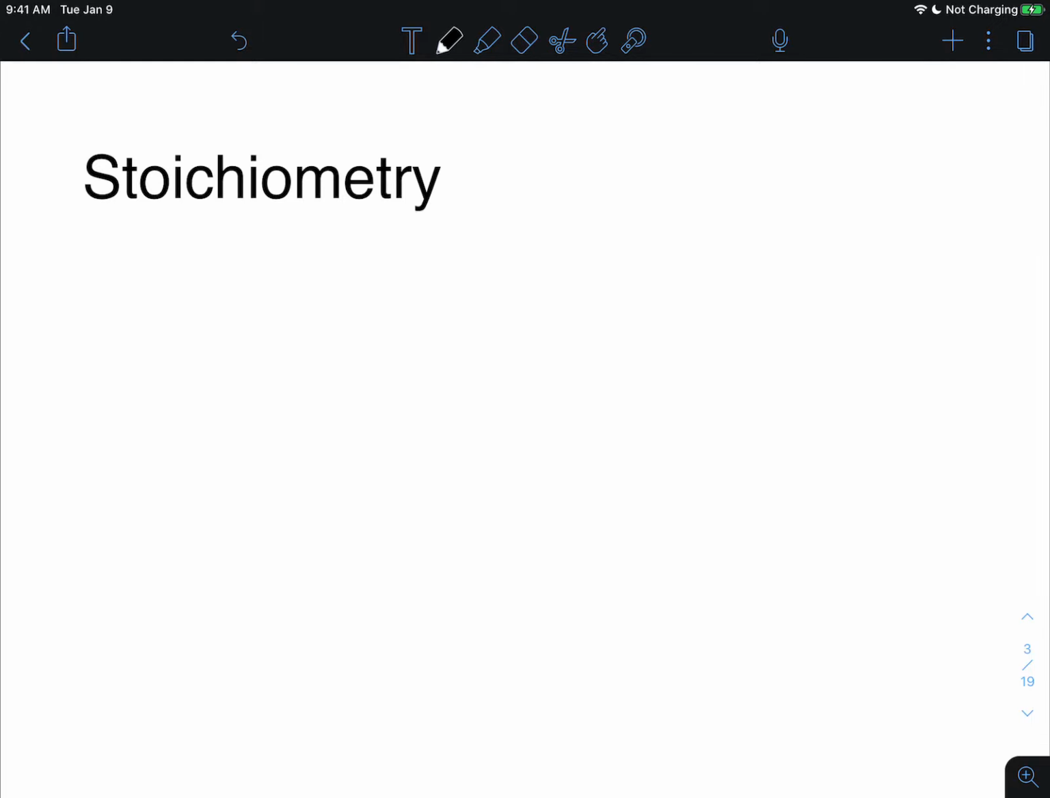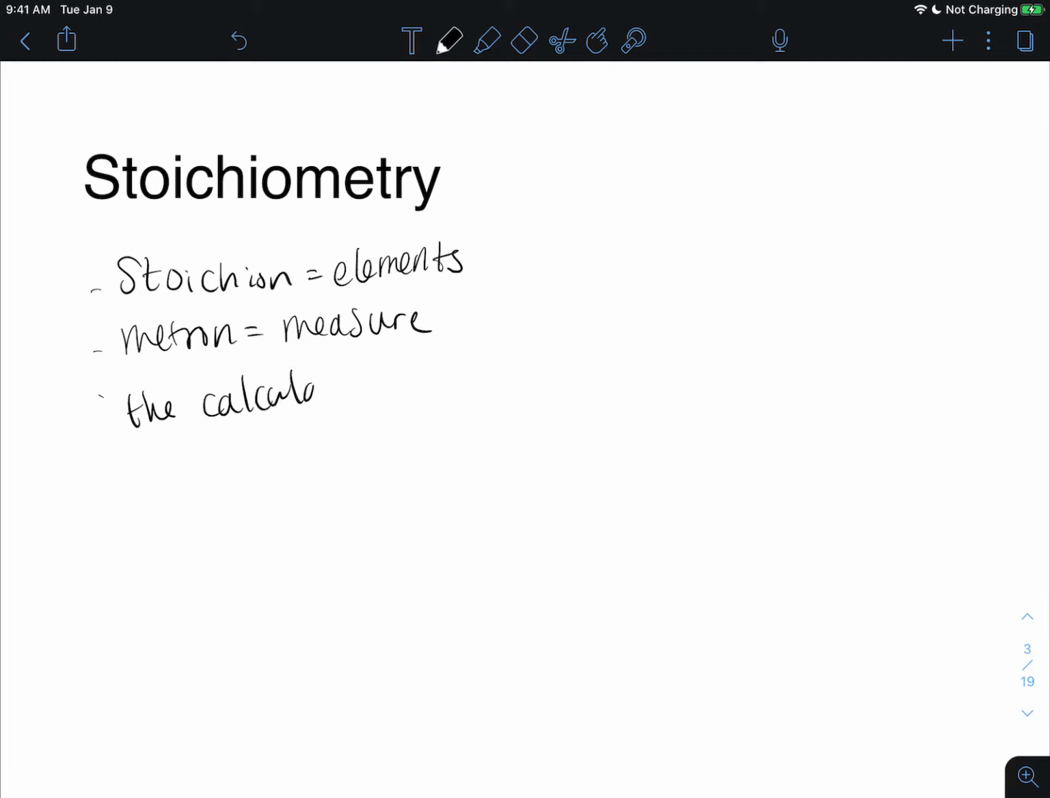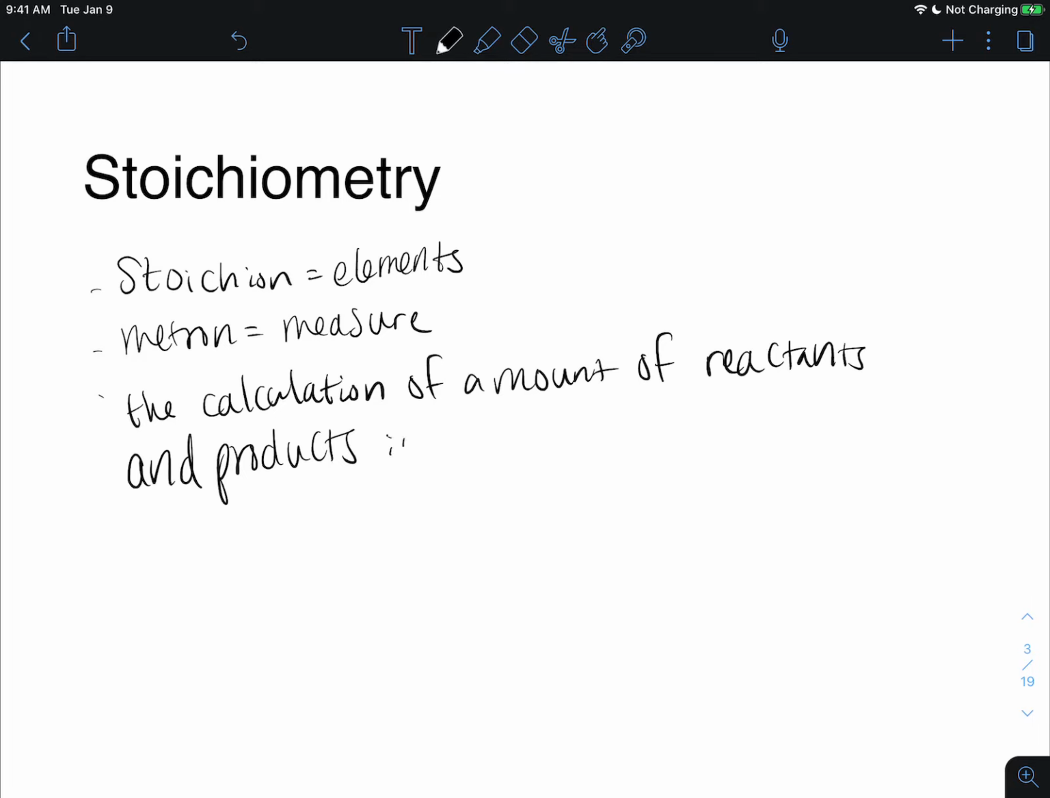So we have stoichion, which means elements, and we have metron, which means measure or to measure. So we're going to be measuring elements within stoichiometry. So stoichiometry itself is going to be the calculation of amount of reactants and products in a chemical equation or chemical reaction.